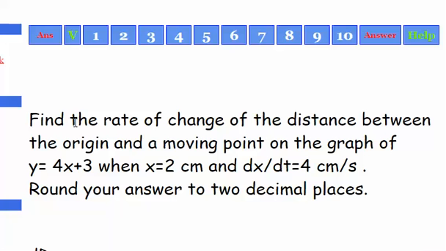It says find the rate of change of the distance between the origin and a moving point on the graph of, and this is the actual equation to this graph, when x is equal to 2 centimeters dx over dt. We're just going to go ahead and round our answer to 2 decimal places. So let me actually bring up the whiteboard and let's get some pictures drawn here of what's actually going on, because this should help you out.